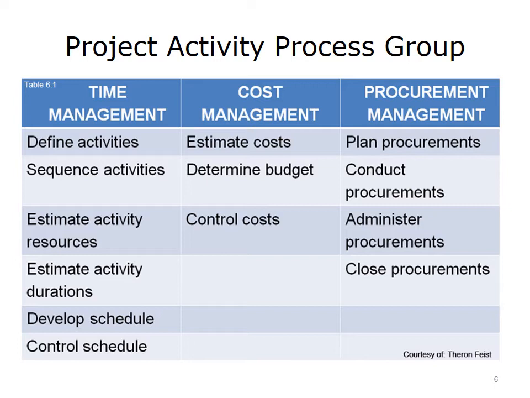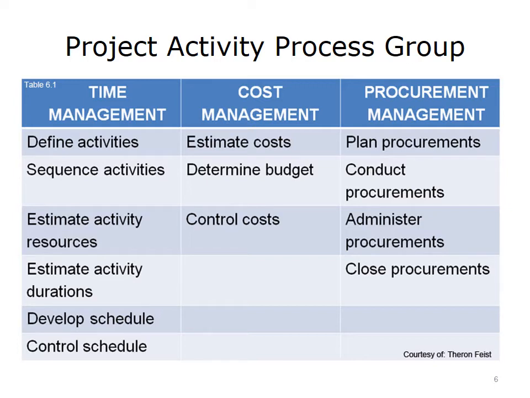A variety of activities will take place when developing time, cost, and procurement management plans. This table illustrates how these activities break down across the different process groups. When developing a time management plan, it is important to first define all of the project activities. Once that's done, begin to sequence these activities. Once they are sequenced, you will begin to estimate the activity resources required, estimate the duration of each activity, develop a schedule, and then control the schedule.